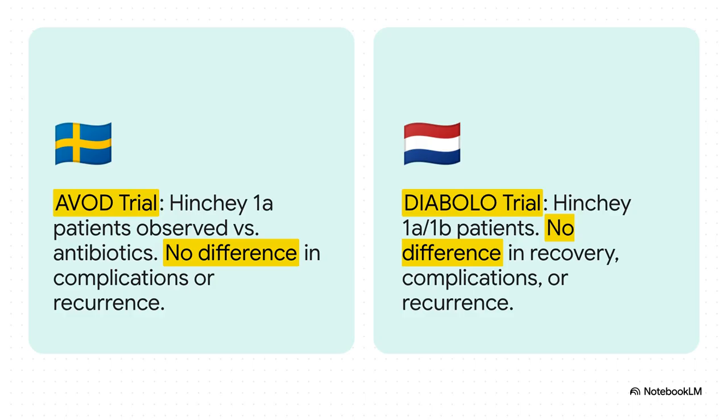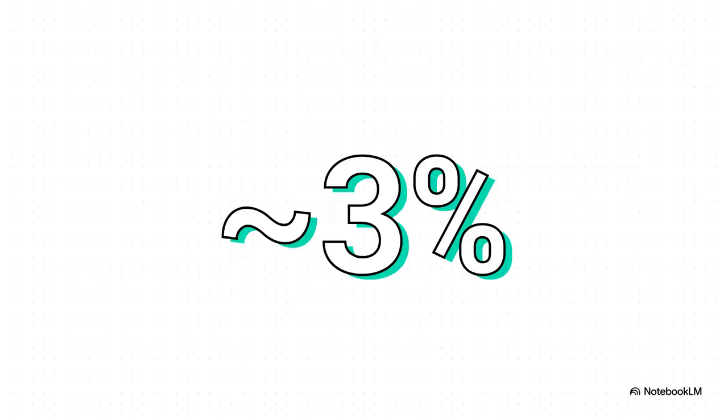You have the Scandinavian AVOD trial and the Dutch DIABOLO trial. Both ask the exact same question, randomizing patients to either just observation or to getting antibiotics. And the results? They were identical and totally unambiguous. There was no difference in complications, no difference in recurrence, and no difference in recovery time. This number, this is the key, about 3%. The big fear was always that if we held back on antibiotics, things would go south, right? The patients would get worse.